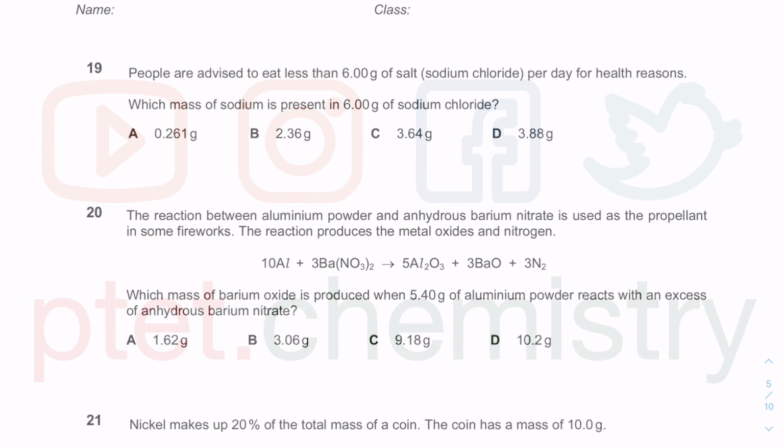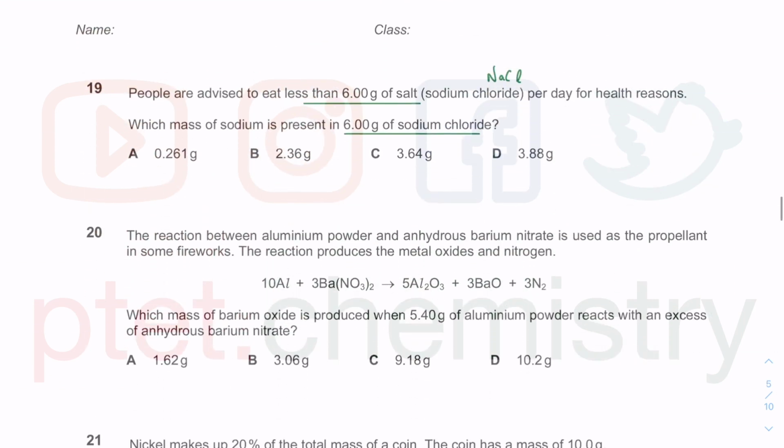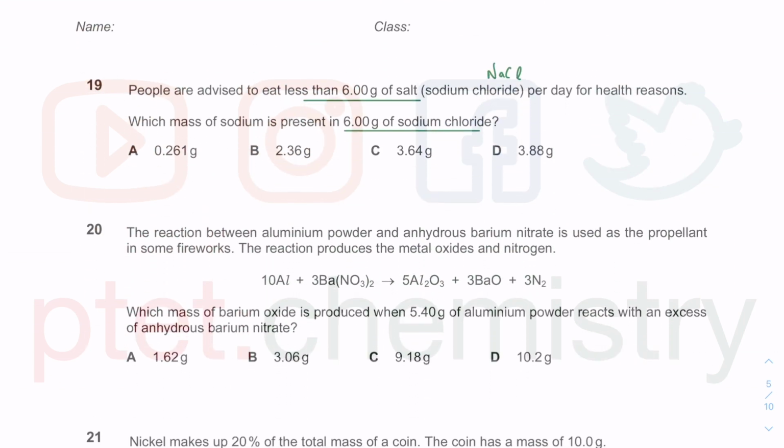Question 19, so people are advised to eat less than 6.0 gram of salt. Table salt is sodium chloride, so there's NaCl. And what mass of sodium is present in 6.0 grams of sodium chloride? This is similar to the previous question, which was what mass of aluminium is present in here. It's related to percentage composition by mass, but instead of multiplying by 100%, you multiply by the mass that you need. So here, instead of doing percentage composition of sodium, I want the mass of sodium. It means out of the 6 gram, how many gram is actually sodium?